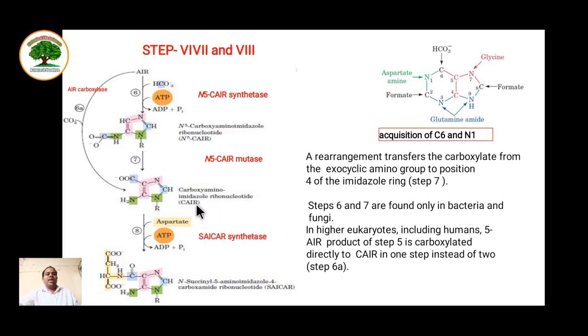Now after the CAIR is synthesized, this product, that is succinyl amino imidazole 4-carboxamide ribonucleotide, SAICAR, is formed using the SAICAR synthetase enzyme. Here there is a requirement of an amino acid called aspartate. In the presence of ATP, it adds the whole aspartate moiety at this carbon atom. You can see here the whole aspartate amino acid is added here for the formation of the second ring, that is the hexameric ring of the purine nucleotide.